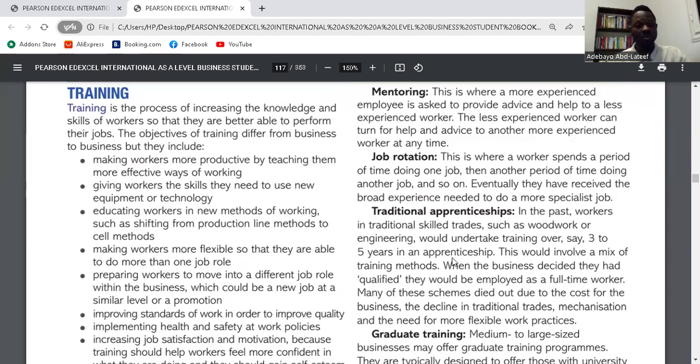So what are the importance of training? One, making workers more productive by teaching them more effective ways of working. So it makes them more effective. So they know how to do things better than how they used to do it. Do you get it or not?